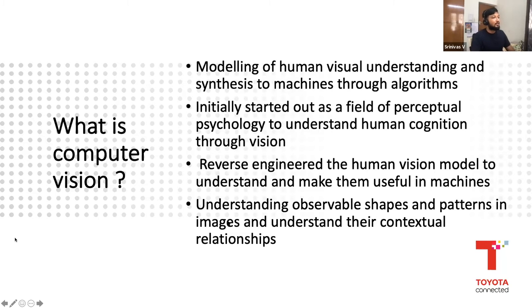But what I'm trying to point out is that understanding observable shapes and patterns and images, or let's say a scene, and understanding their visual context and their contextual relationships is exactly what computer vision is about.